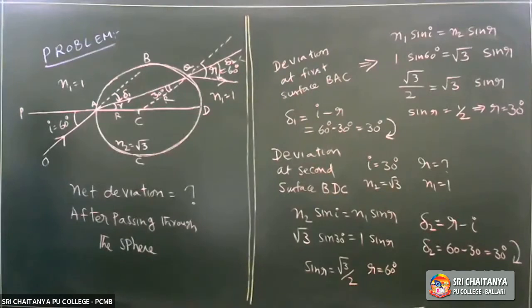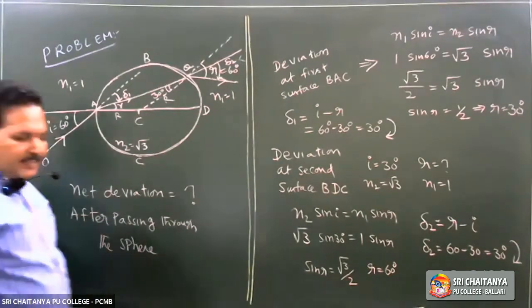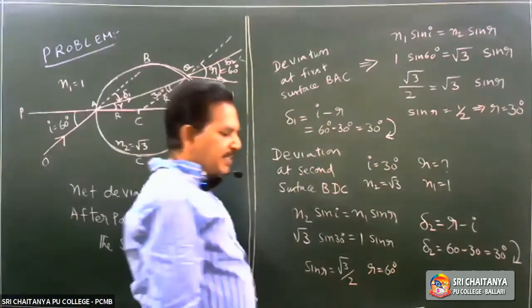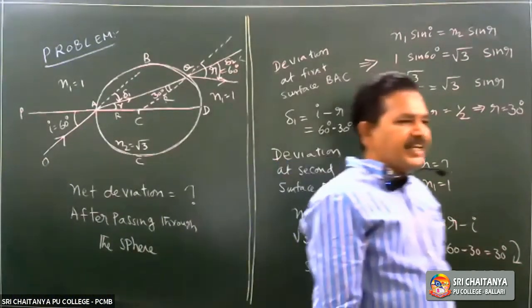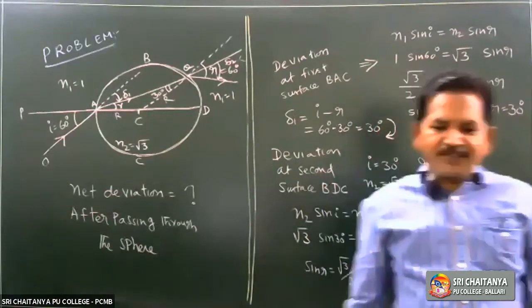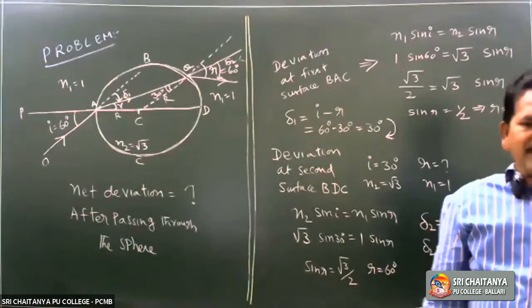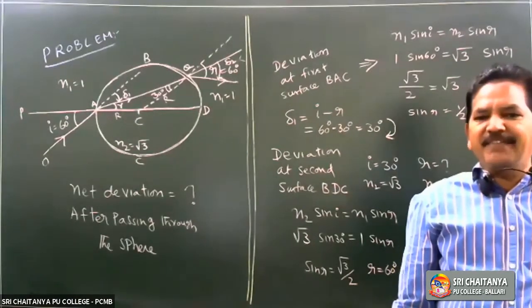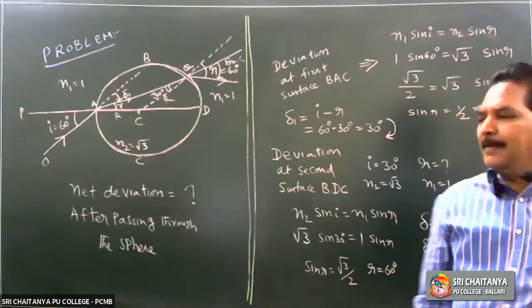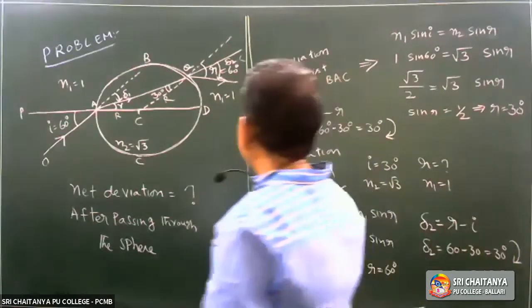Delta 1 is 30. Delta 2 is also 30. The angle of deviation near the first surface is 30 degrees. The angle of deviation near the second surface is also 30 degrees. Then what is the net deviation? Delta 1 plus delta 2.